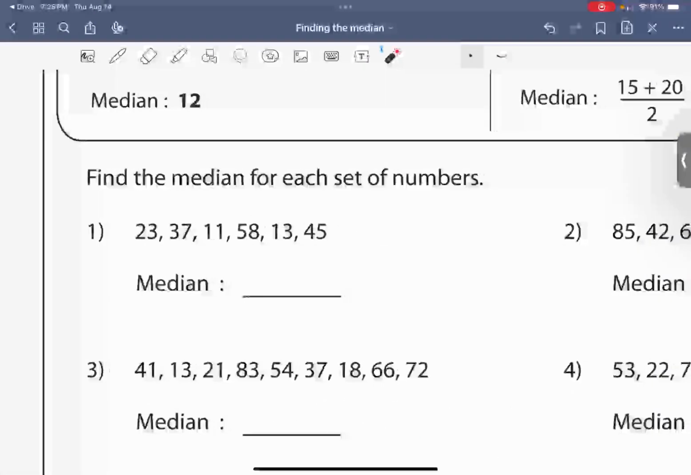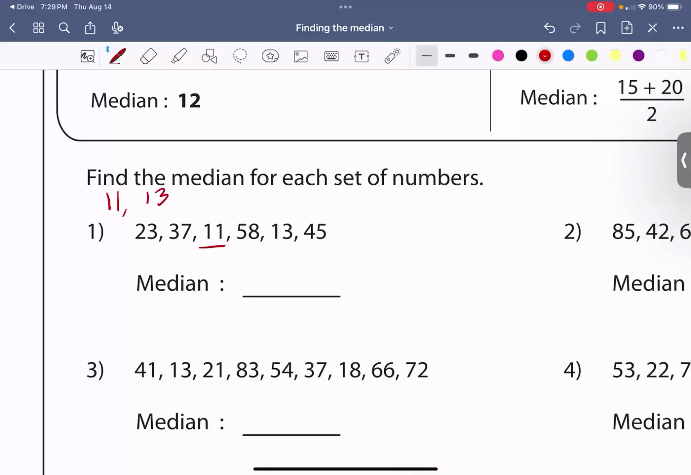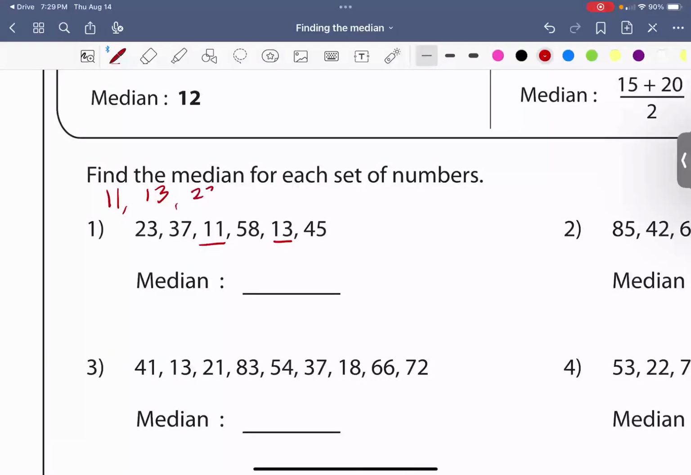Let's look at number 1. So the first thing we want to do is put the numbers in order. So let's do that. We have first 11, and I underline the numbers so I know not to count them again. Next, I'm going to use 13. Next is going to be 23. Next is going to be 37. Next is going to be 45. And the last one is going to be 58.